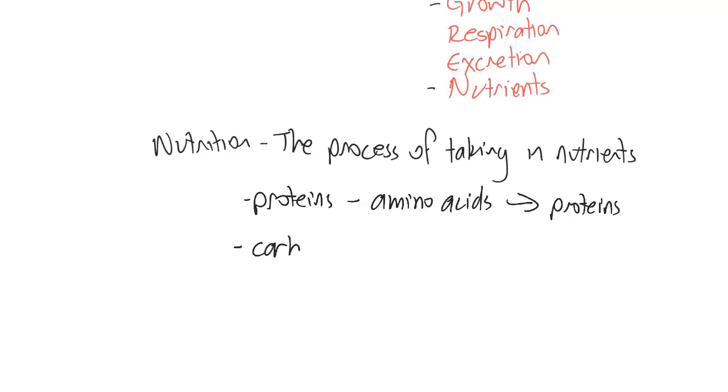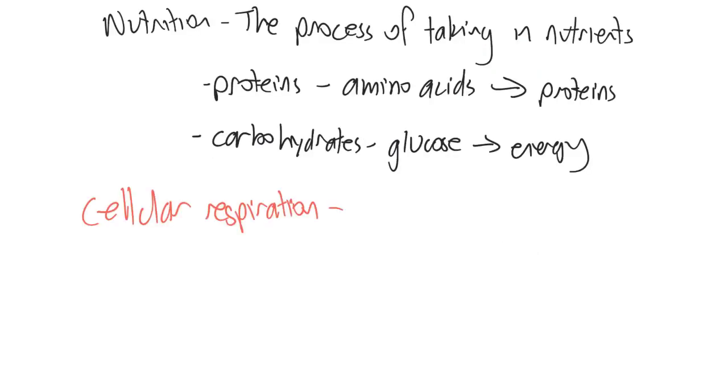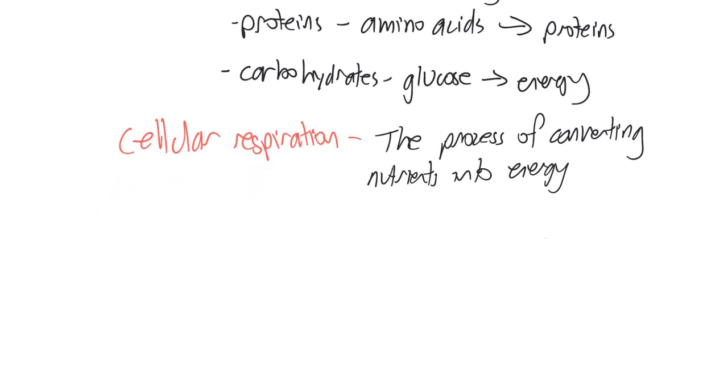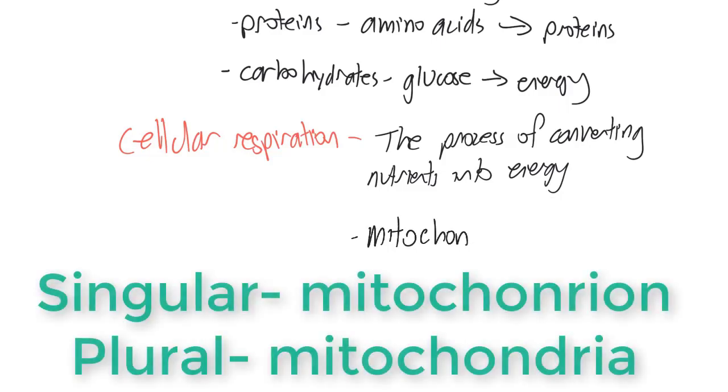Now, carbohydrates, like starch, get broken down into glucose, which is used for energy. Now, that process is called cellular respiration. The process of converting nutrients into energy for life is called respiration. The process of converting nutrients into energy is cellular respiration. It occurs in the mitochondria of the cell.